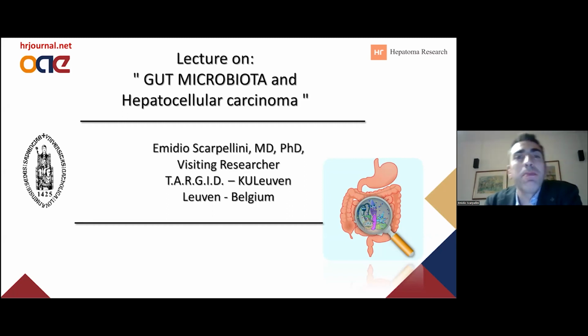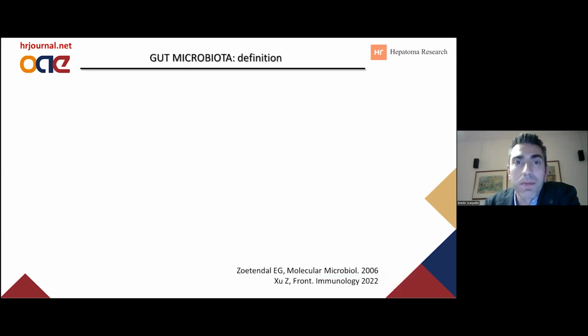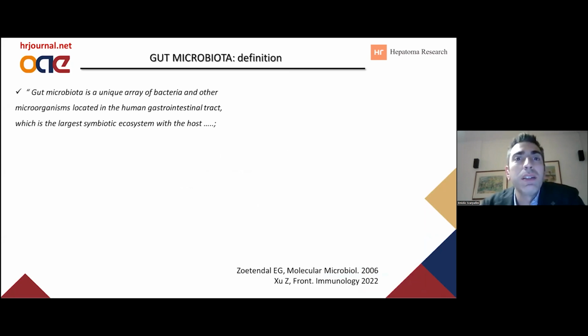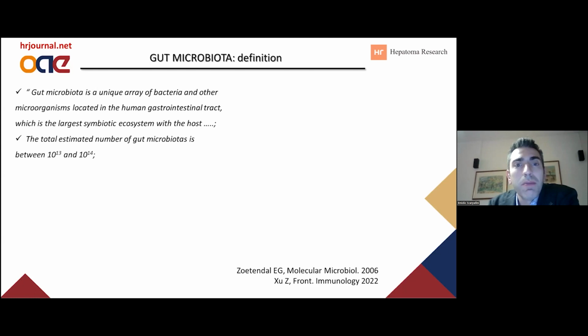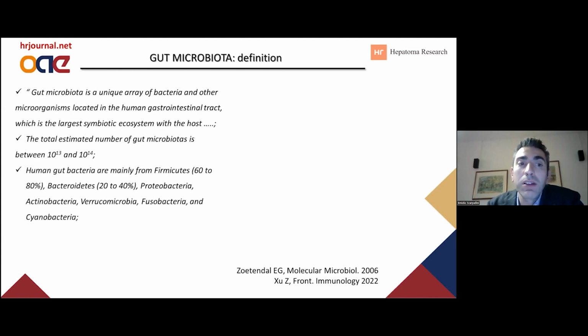Today we'll try to speak about the gut microbiota and hepatocellular carcinoma natural history and development in particular. What is gut microbiota? We can say that it's the largest, the biggest symbiotic ecosystem within our body. It's about 2 kilos in weight, and is not only composed of bacteria, but also of other microorganisms like archaea, protozoa, yeasts, and viruses, most of all. It's about several trillion microbes, and the main bacterial components of our microbiota are Firmicutes, Bacteroidetes, Proteobacteria, Actinobacteria, Verrucomicrobia, Fusobacteria, and Cyanobacteria.